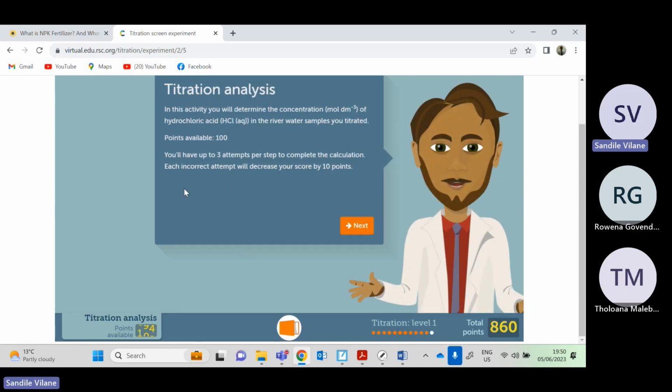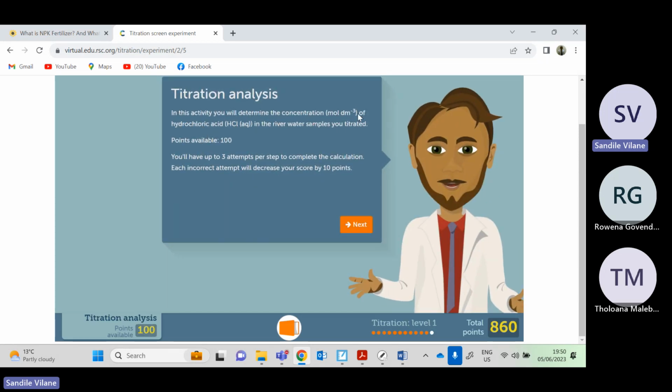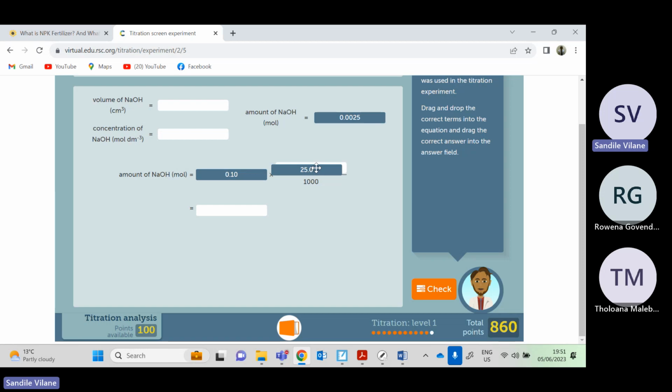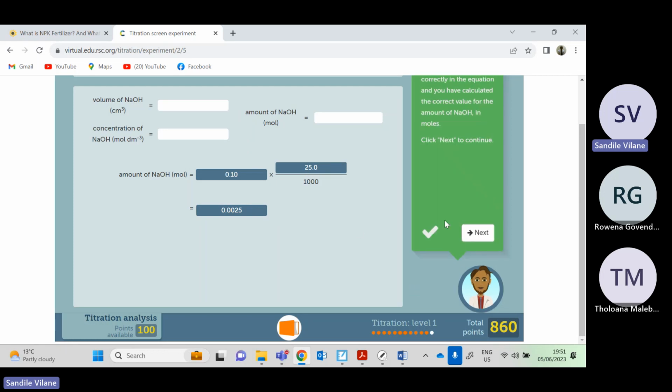Next activity. In this activity, determine the concentration of that. Okay, let's look at that. So, amount in moles. We have already mentioned that you're going to need the number of moles. n is equal to concentration multiplied by the volume and then divided by 1,000. So that should be the answer.